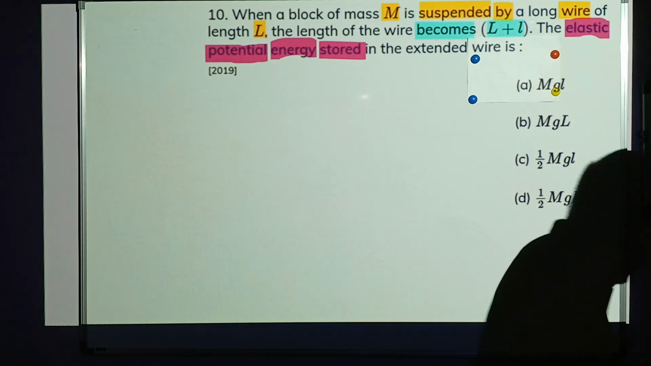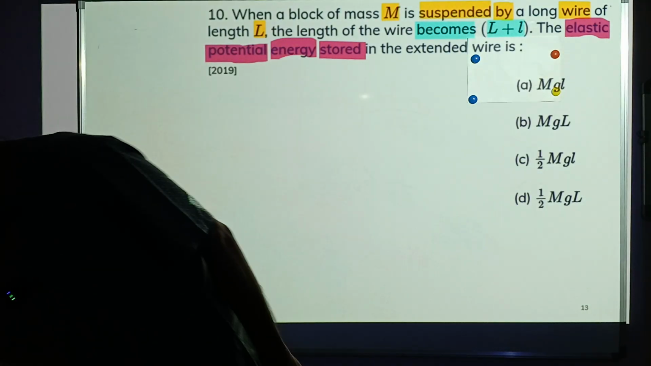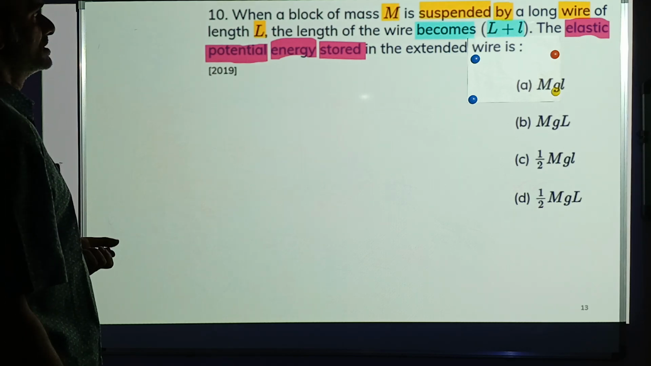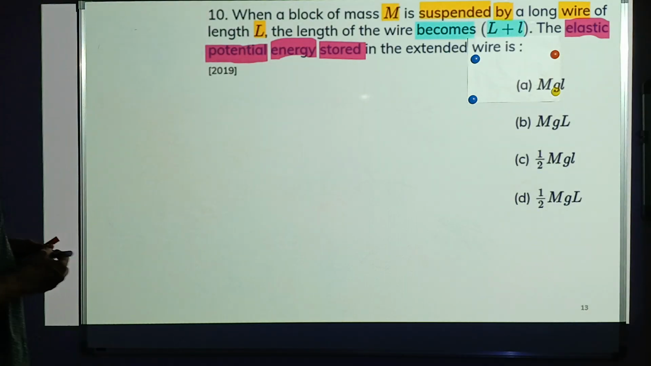This is the next question. When a block of mass m is suspended by a long wire of length L, the length of the wire becomes L plus l. The elastic potential energy stored in extended wire is. Energy can be stored in a spring when it's stretched or compressed. So this wire is like a spring only because it can be stretched and it can also be compressed. So it is getting stretched, some energy is getting stored in it.